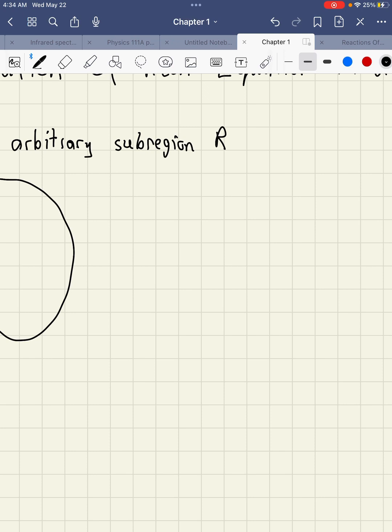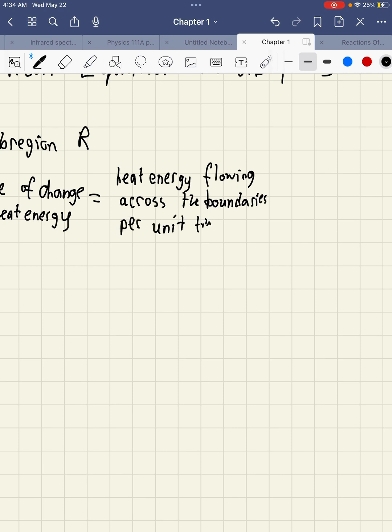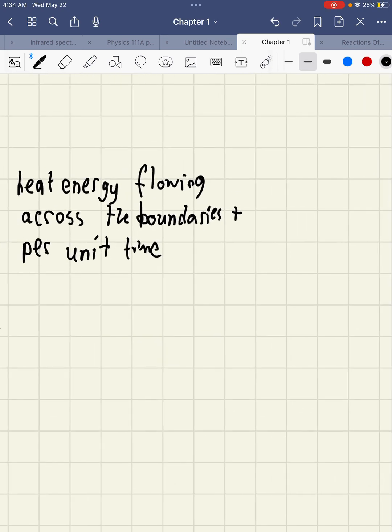Like in the 1D conservation of heat equation, in 3D, again, conceptually, our rate of change of heat energy is equal to the heat energy flowing across the boundaries per unit of time plus the heat energy generated inside per unit of time.